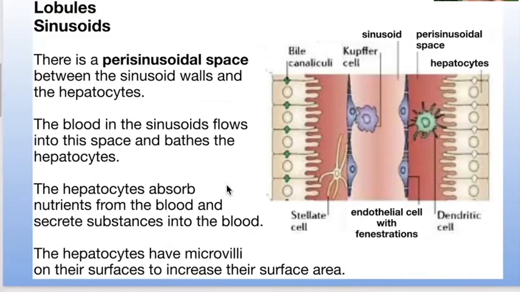There is a perisinusoidal space between the sinusoid walls and the hepatocytes. The blood in the sinusoids flows into this space and bathes the hepatocytes. The hepatocytes absorb nutrients from the blood and secrete substances into the blood. The hepatocytes have microvilli on their surfaces to increase their surface area for this absorption and secretion.